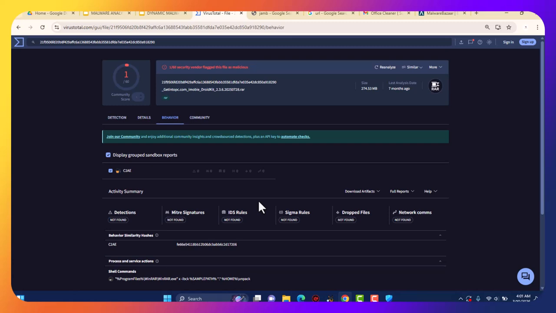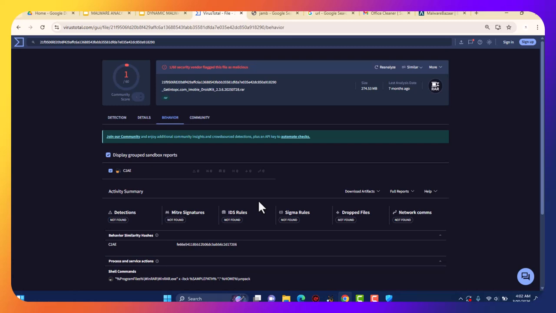Do we get it? In behavior, you can see it says detection not found, signature not found. That means despite it being flagged as a virus, this thing is not causing any harm to our system. So this is called a false positive. Are we together? It is something that looks like a virus, but it is not a virus or malware.